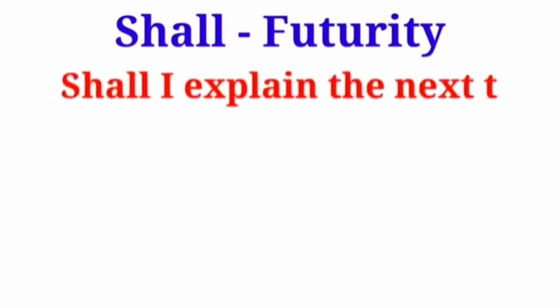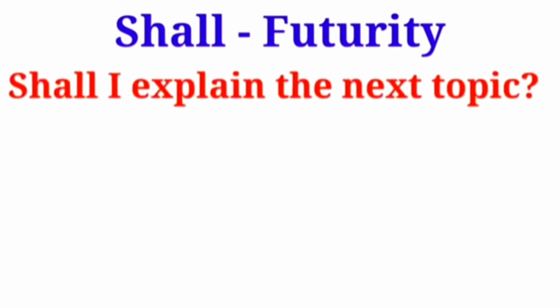Shall I explain the next topic? So in this sentence, the modal verb shall expresses futurity or future action. Let us move to the next modal verb, that is would. Students, this modal verb is used to express the habitual action in the past. Habitual action means the action which used to be regular or consistent in the past.